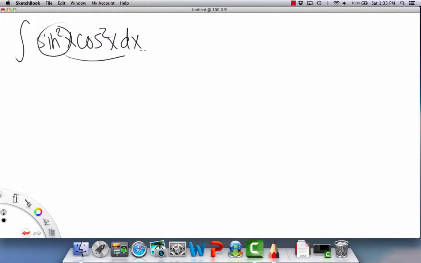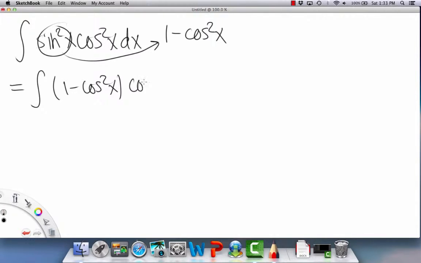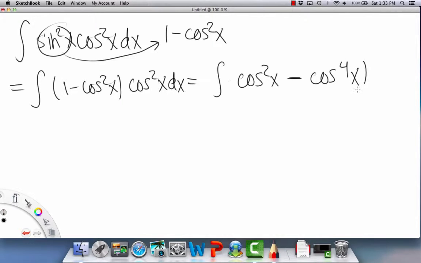So as we know, this sine squared x could be 1 minus cosine squared x. So we can plug that in. So we could actually get 1 minus cosine squared x times the cosine squared x out here, which when you distribute, then we get cosine squared x minus cosine to the 4th x, and then all of that times dx.